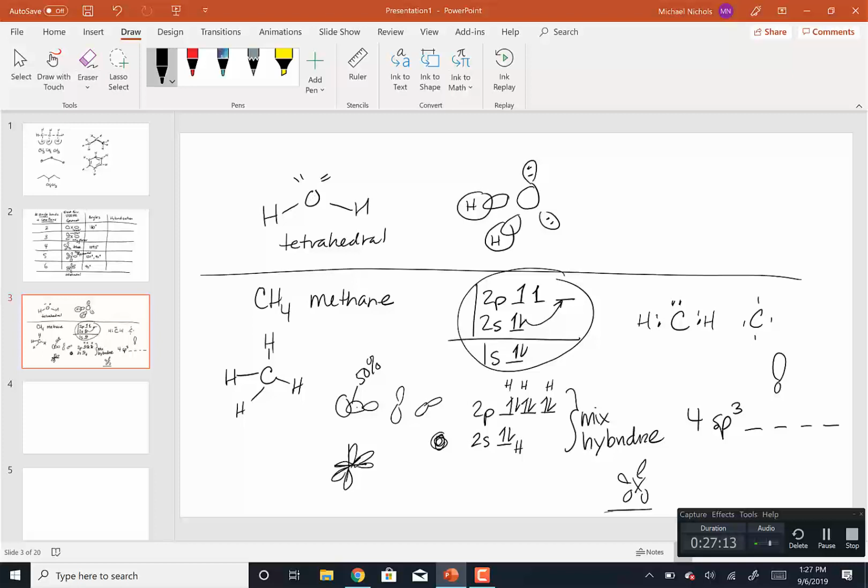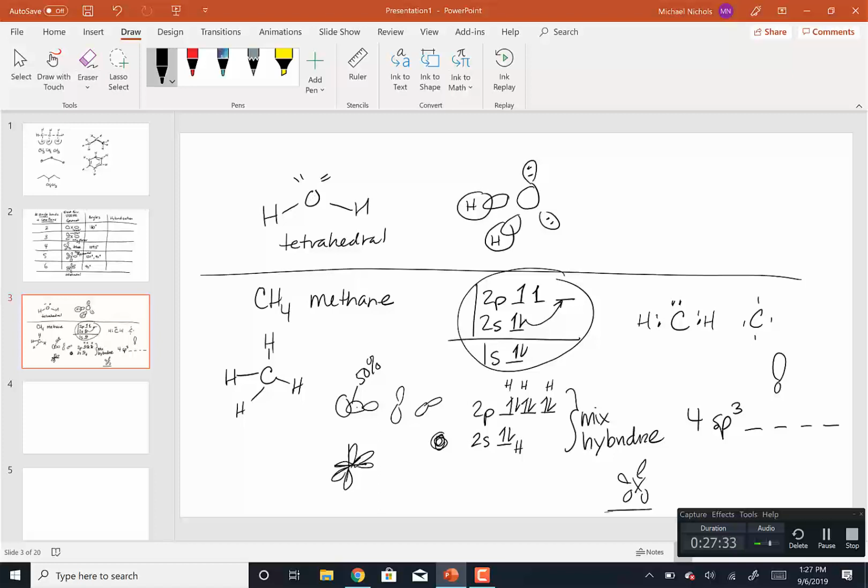I won't put them there, but I think in the PowerPoint there's probably one that shows the little tiny lobes. Now, what did I do? In hybridizing, I made 4 identical orbitals. So now I'm going to get 4 identical bonds. Okay, problem 2 solved.